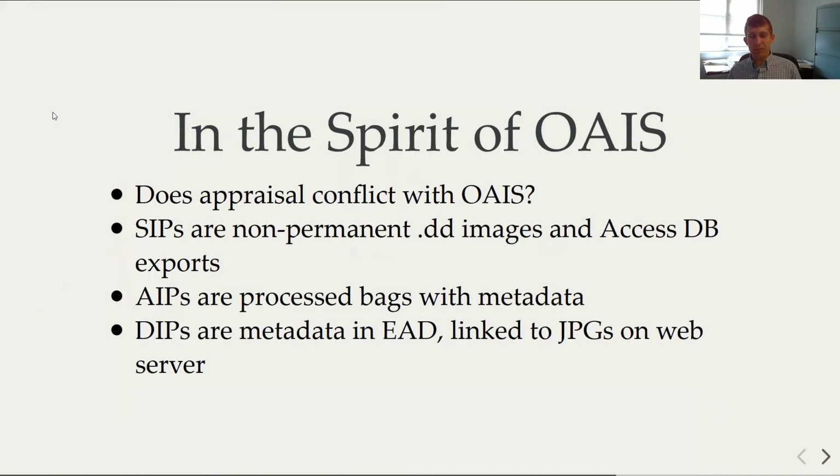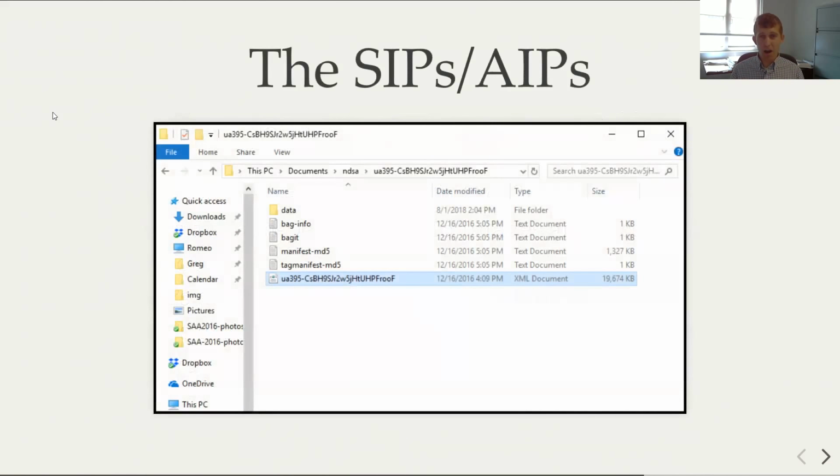So I would think that the SIPs are the non-permanent DD images. I sort of went back and forth about this. In earlier versions, I called what I now think of as AIPs SIPs because we were keeping them. But I think the real decision is that we're not keeping our SIPs. These are all of the data that came off the disks and all those Access database exports, where the AIPs would be the things that we're keeping permanently, the processed bags with all the metadata, and the DIPs would be the final product, which I'll show you at the end. So this is what our SIPs and AIPs look like. Let's see if I can swap this screen to show you a practical example.